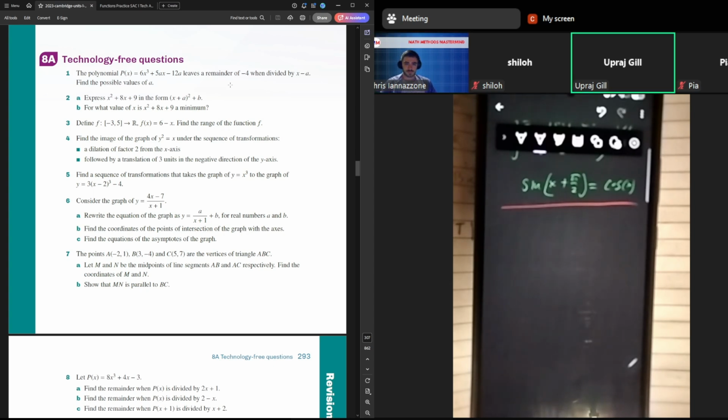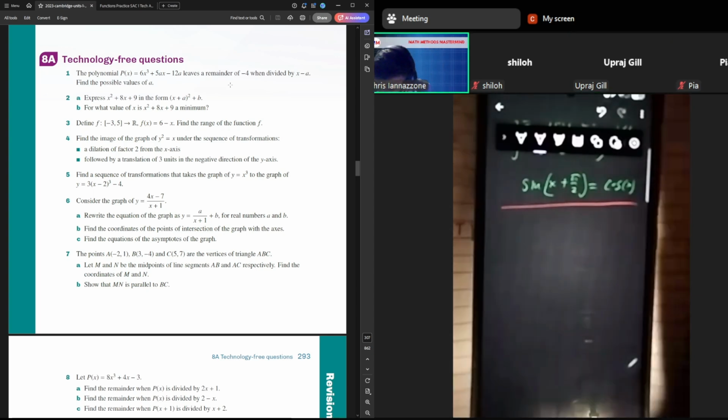We're going to have a remainder of -4 after division. Yeah, correct. Remainder of -4. So what kind of concepts come to mind when you think of remainders of polynomials? Any particular equations? The remainder theorem. Yeah, for sure.